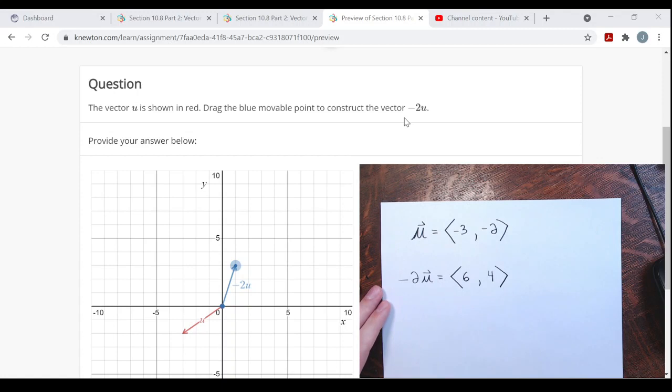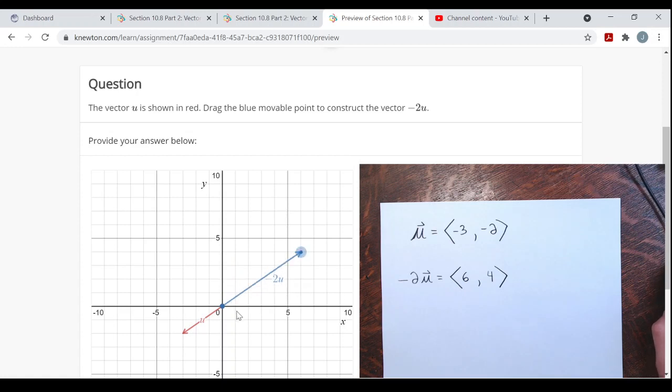And what we're going to see is that this vector 6, 4 is twice the length of u. If you multiply by 2, that gives you a vector twice as long. But I multiplied by -2, so it's also going to be pointing in the opposite direction. So it's going to be twice as long, pointing in the opposite direction. And let's see that happen. So I'll move this blue point here to 6, 4.